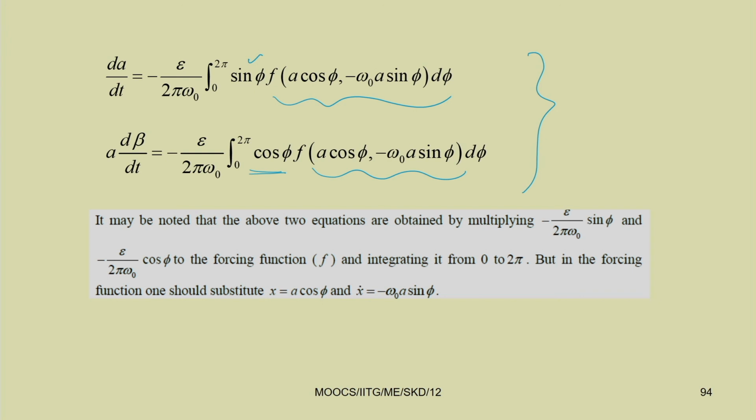It may be noted that the above two equations are obtained by multiplying minus epsilon by 2 pi omega 0 times sin phi and cos phi to the forcing function f and integrating over 0 to 2 pi, but in the forcing function one should substitute x equal to a cos phi and x dot equal to minus omega 0 a sin phi. By using this thumb rule, one can apply the Krylov-Bogoliubov method conveniently to find the solution. But let us see one example.